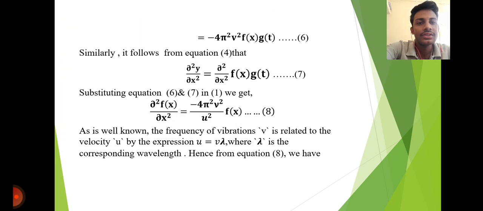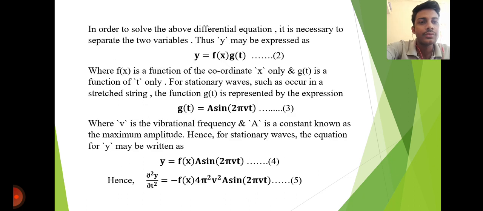In order to solve this equation 1, we have to separate the variables, that is y = f(x) g(t), where f(x) is a function of coordinate x only and g(t) is a function of t only. For stationary waves such as stretched string, the function g(t) is represented by the expression g(t) = a sin(2πνt), where ν is the vibrational frequency and a is a constant known as maximum amplitude.